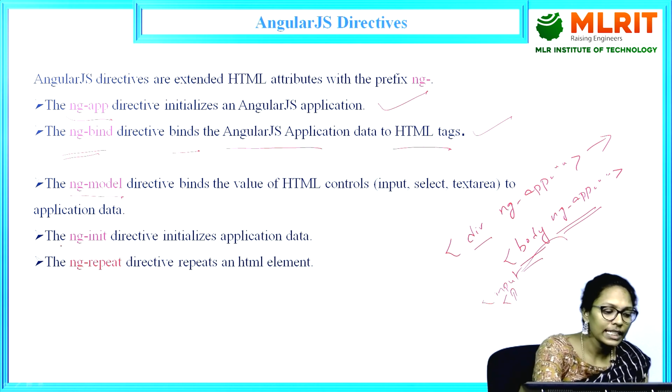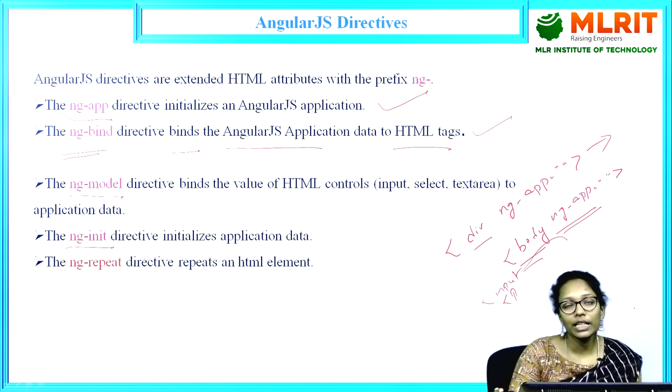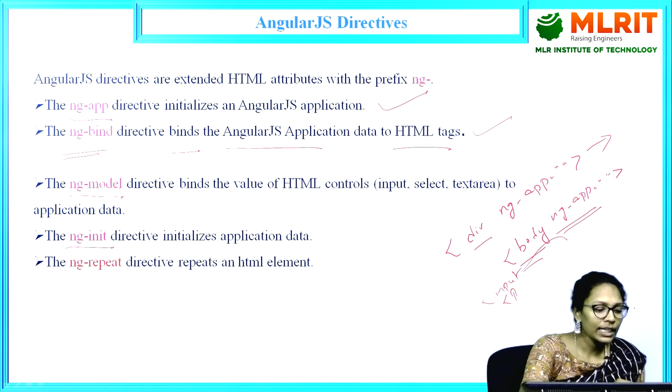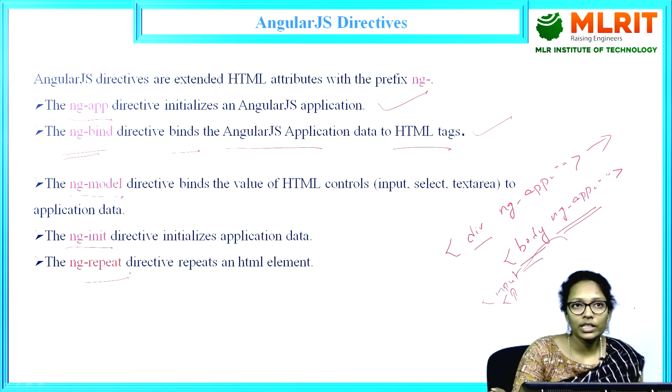Next is ng-init. The name itself tells us it is for initialization. If you have any initial data or variables, then you can use the ng-init directive. And next is ng-repeat. We have also seen ng-repeat in many programs. This is used for iteration, repetition. If you want to repeat any HTML element, then you can use ng-repeat.